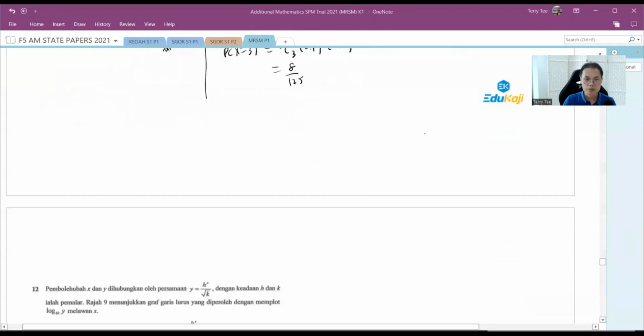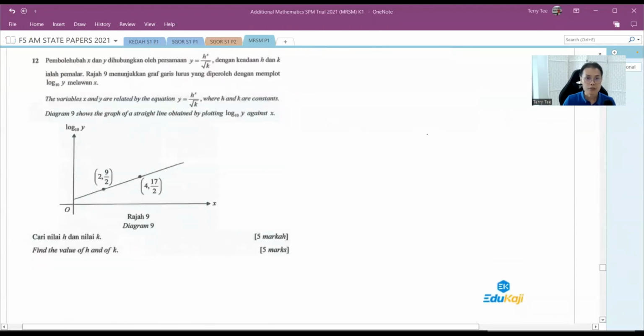Okay, moving on to question number 12. This is a linear law question from chapter 6, linear law. You're given a straight line and you're supposed to find the value of unknown h and k. H and k are in this equation.